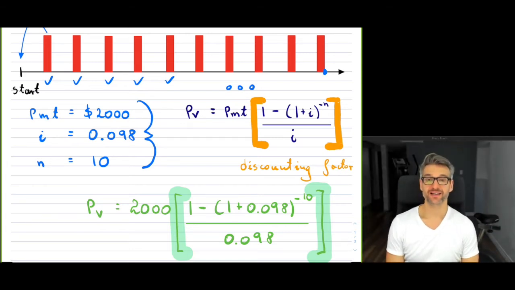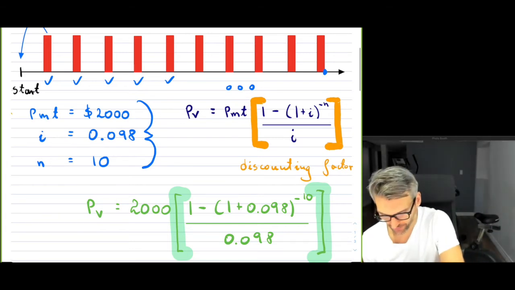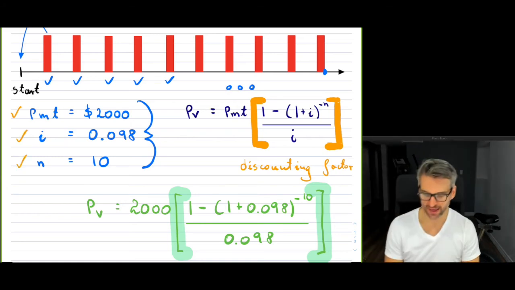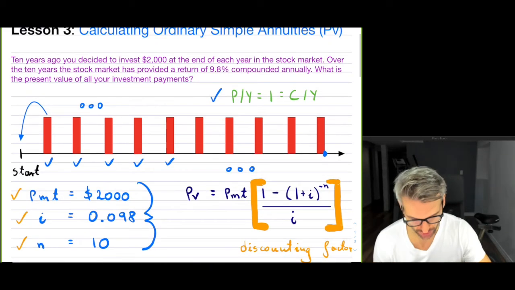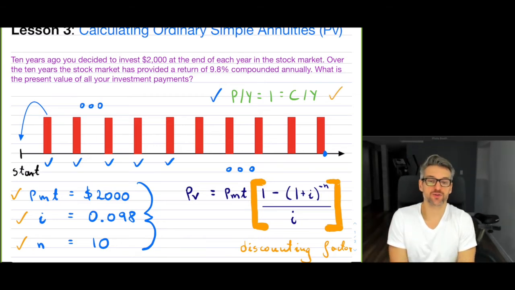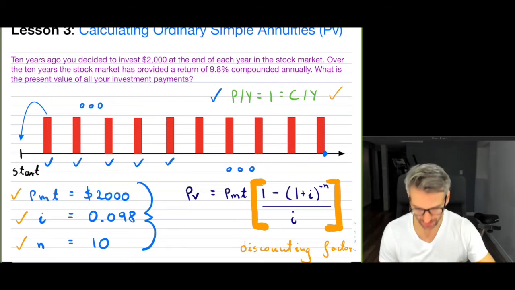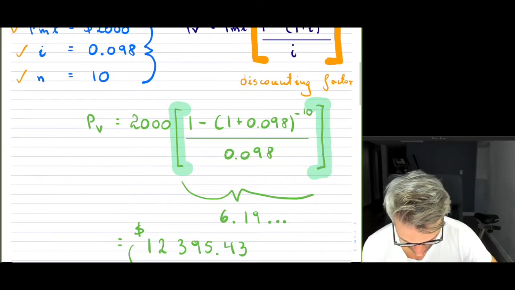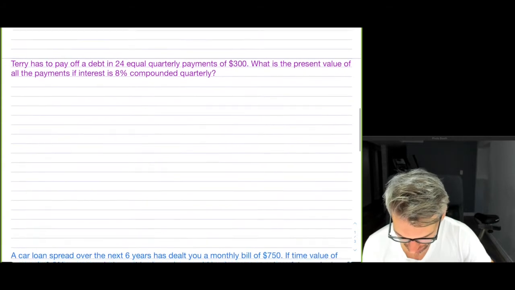So really, it is just identifying what is given to you, making sure that you have your payments and your compounding aligning. And once you have that, it's just substituting it into an equation. So let's see another example with this in action. So here is another one.